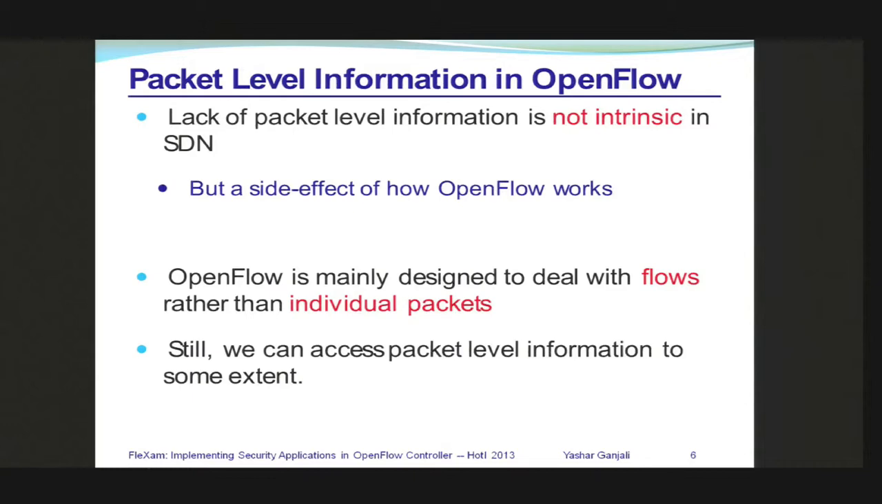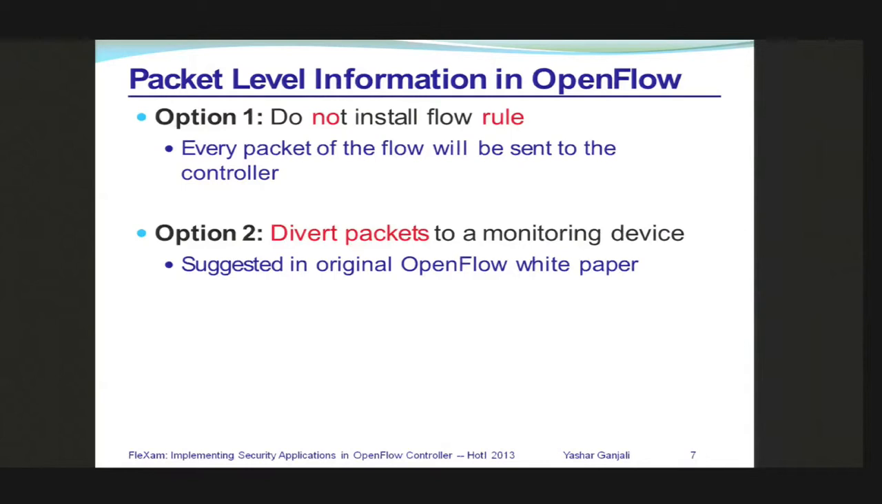These are two options that I could think of. The first option is not to install a rule in the switch, in a specific switch on the path. What happens in that case is that the switch doesn't know what to do with a specific packet, and it's going to forward that packet to the controller. So whenever you want to see the content of a packet, you just avoid installing a rule for that specific packet or that specific flow on the path, at least on one of the switches on the path.